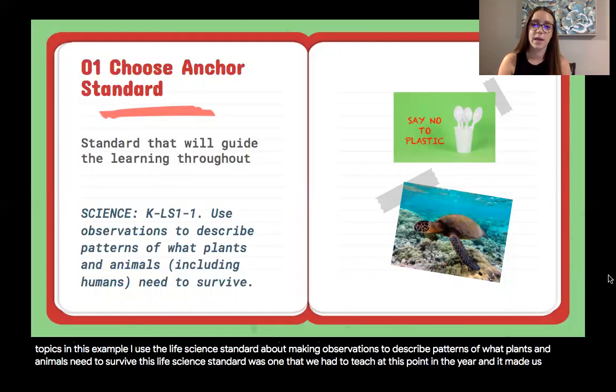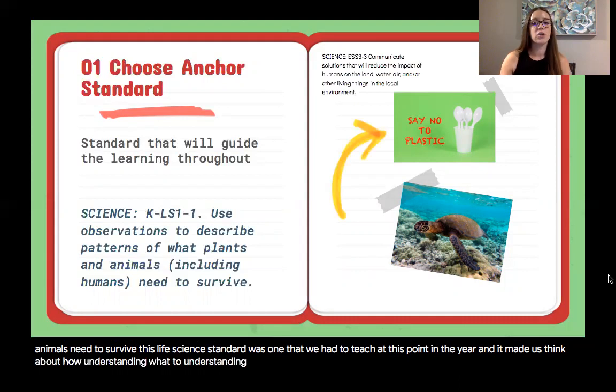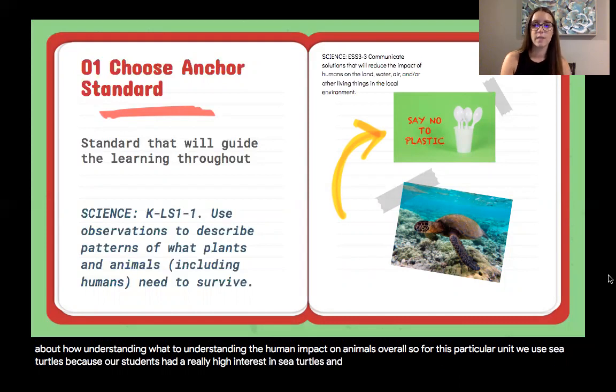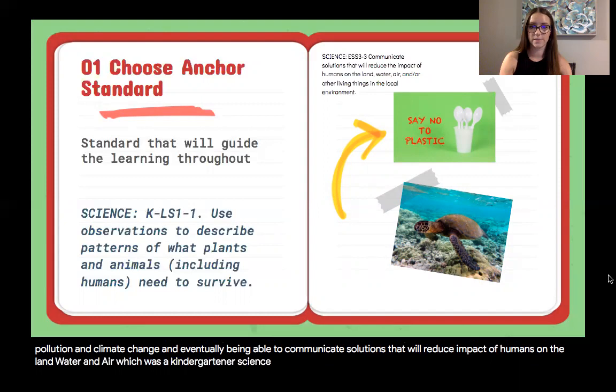This life science standard was one that we had to teach at this point in the year, and it made us think about how understanding what animals need to survive can then lead to understanding the human impact on animals overall. So for this particular unit, we used sea turtles because our students had a really high interest in sea turtles and understanding them to then understand ocean pollution and climate change, and eventually being able to communicate solutions that will reduce the impact of humans on the land, water, and air, which was a kindergarten earth science standard. You can use any standard in any subject and see what natural connections can already be made.